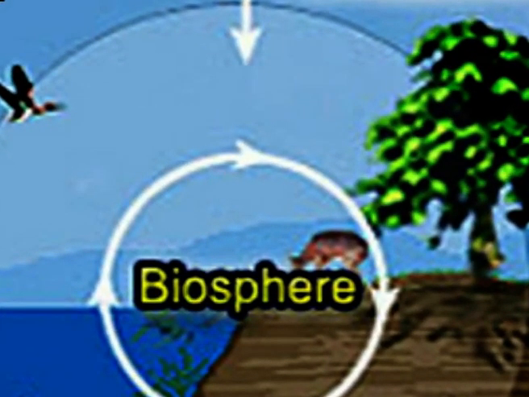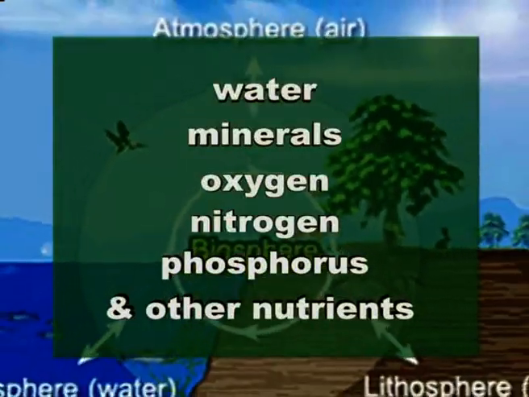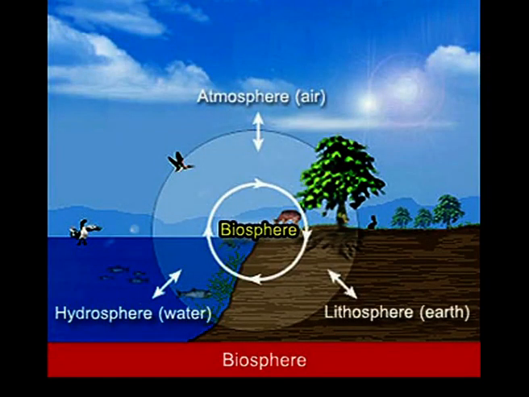It contains all the different ecosystems and all the water, minerals, oxygen, nitrogen, phosphorus and other nutrients that living things need in order to survive. The biosphere has been called the skin of life. It extends only a few kilometers above and below sea level and only a few meters into the soil.